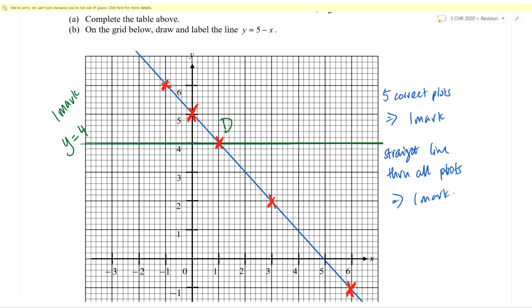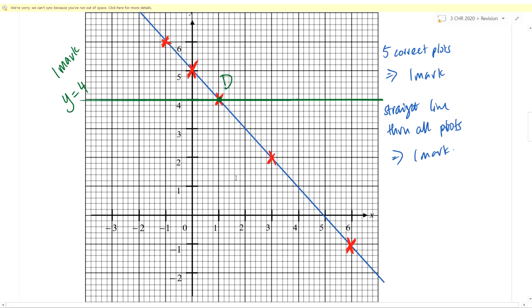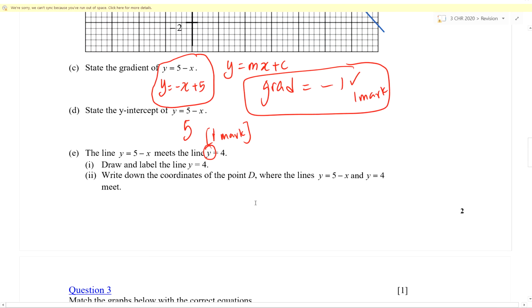So now we need to write the coordinates. So this guy, what block does he stay in? Block 1. So x equals to 1 and y equals to 4. 1, 4. Okay, and this over here also 1 mark.